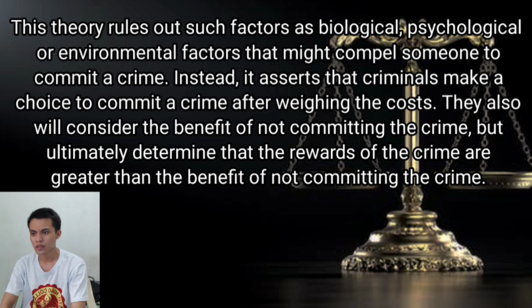This theory rules out factors such as biological, physiological, and environmental factors that may convince someone to commit a crime. Instead, it argues that criminals make a choice to commit a crime. After weighing the costs, they also consider the benefit of not committing the crime, but ultimately determine that the rewards of the crime are greater than the benefit of not committing it.